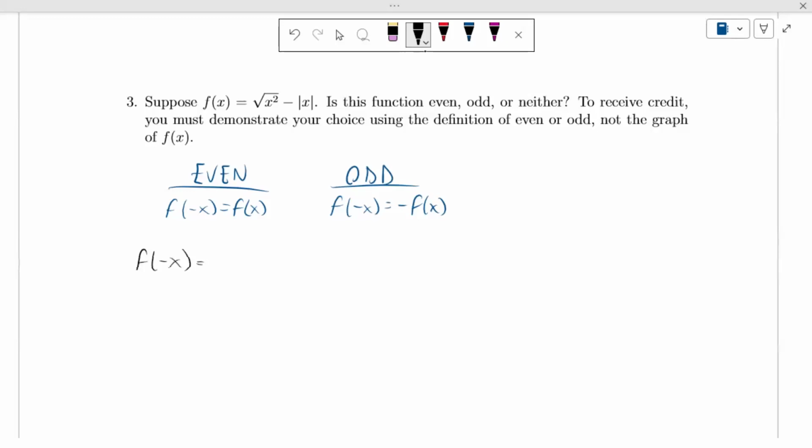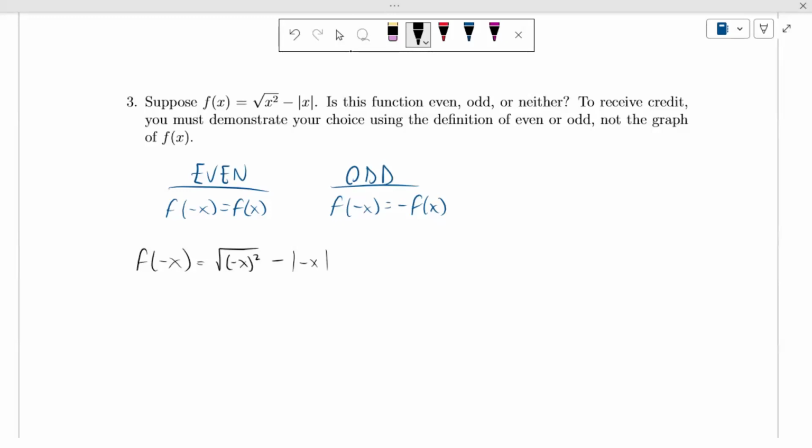Okay. So f of negative x will be the square root of, well, my x is being squared on the inside. So this is going to be a negative x being squared instead. Okay. Minus the absolute value of negative x. Okay. All right, just replacing x with negative x everywhere. Any questions on that?